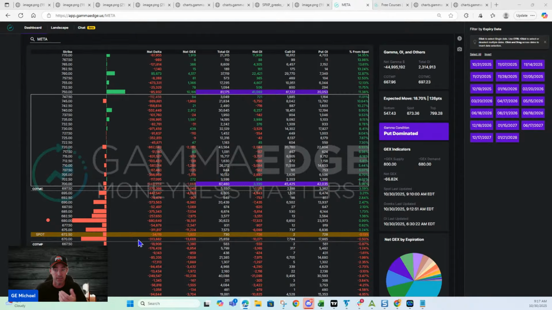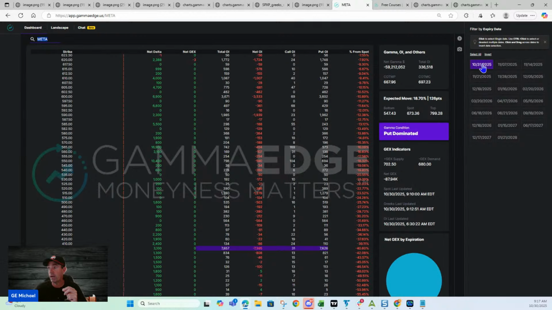So to the downside, obviously, I'd be watching COTMC at 667.50. That could be an area where we see some monetization and a possible bounce area. But the key takeaway is Meta is completely put dominated all the way up and down the net delta. So very weak structure for Meta into Friday.